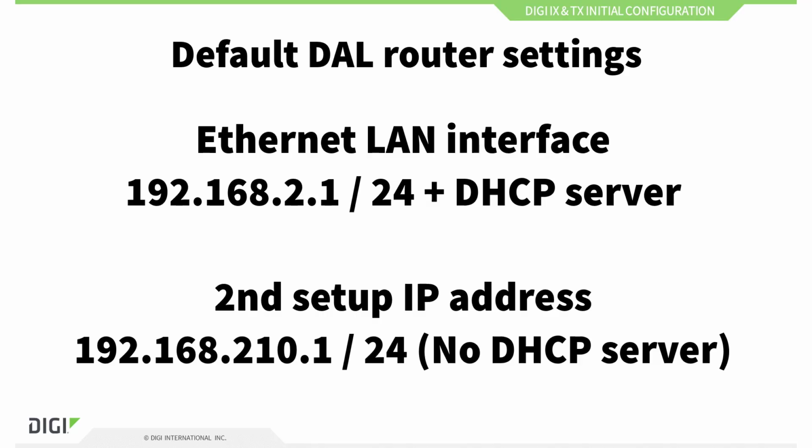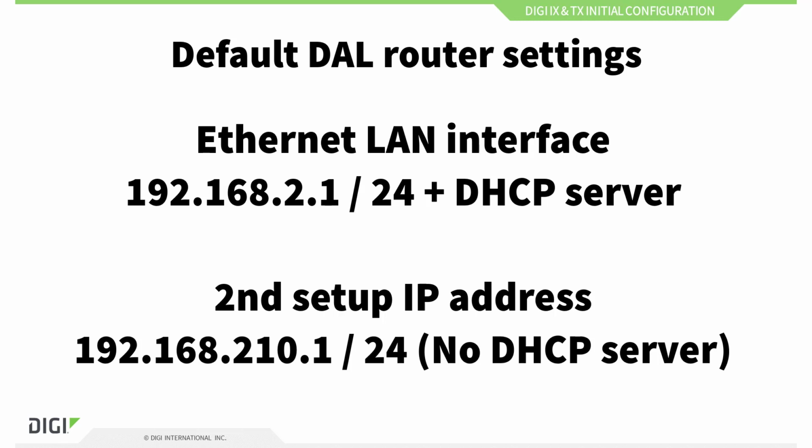The default settings on a DAL router are the LAN interface has an IP address of 192.168.2.1/24, and there's a DHCP server running on this interface. There's also another IP address configured, which is 192.168.2.10.1/24, but there's no DHCP server running for this network address.